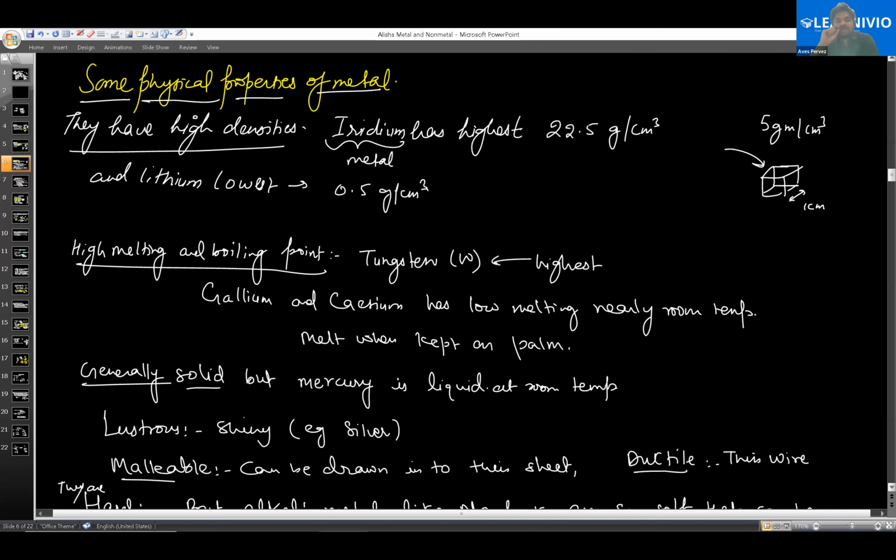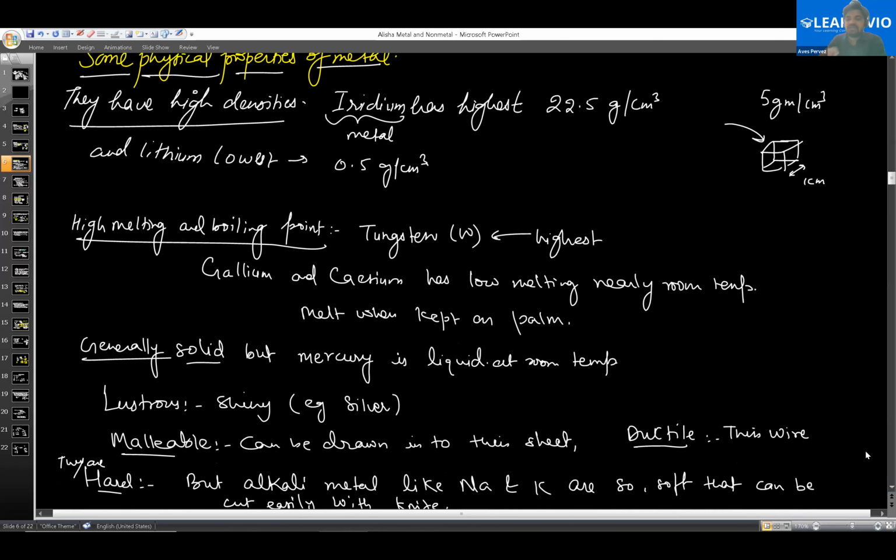Similarly, metals are generally sonorous, they produce sound on striking. Metals are lustrous, shiny. Metals are malleable. The most malleable metal is gold. Malleability means they can be drawn into thin sheets. Ductility means they can be drawn into thin wires. And similarly, metals are generally in solid state, but the only metal that is liquid at room temperature is mercury. Okay, so just note this one fast.